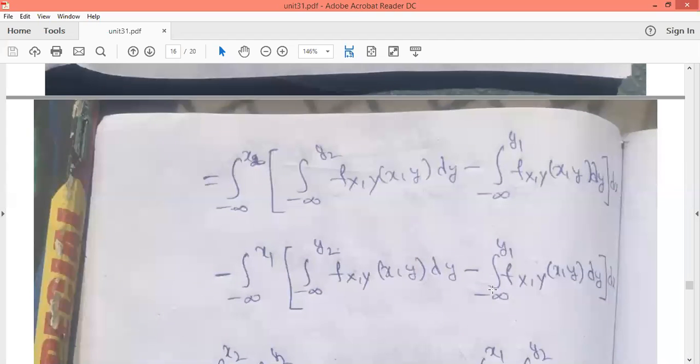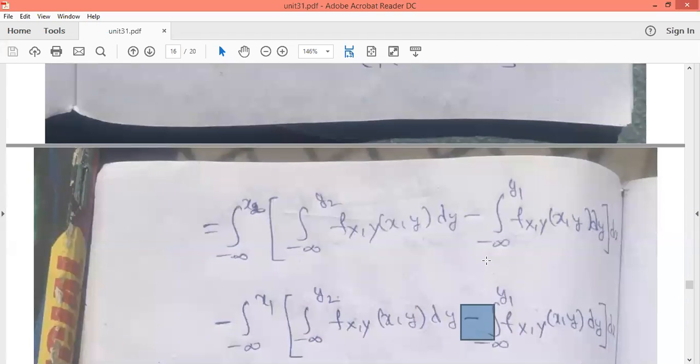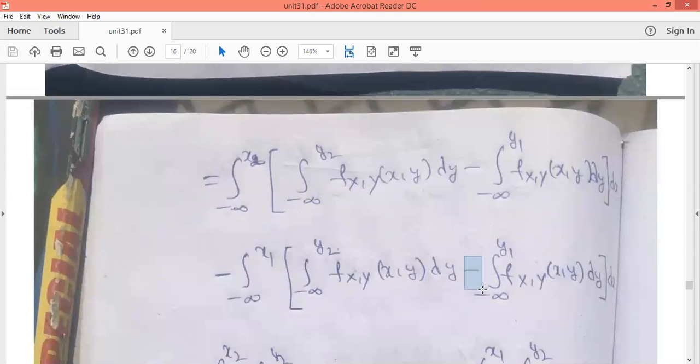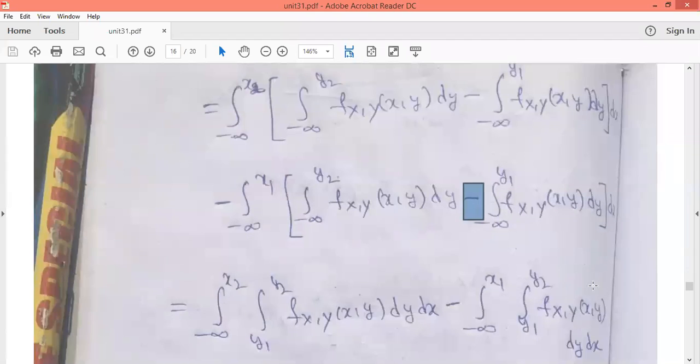So that minus sign we are getting here because of this minus here. Here we have minus, no? That is why we are getting this minus sign here. So it is minus infinity to y1 fxy of x comma y dy dx.